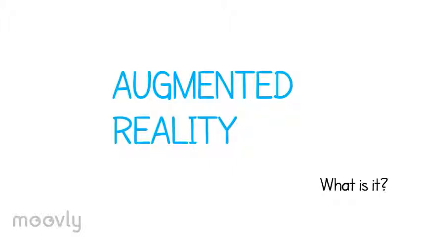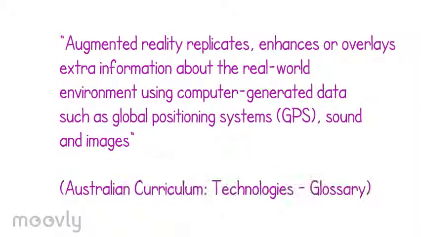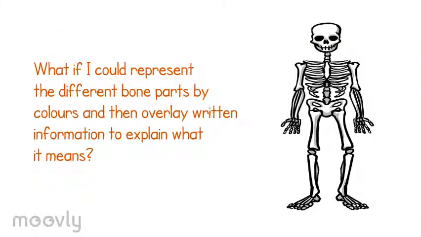The Australian curriculum tells us that augmented reality replicates, enhances, or overlays extra information about the real-world environment by using computer-generated data such as global positioning systems, sounds, and images. Let's break that down. It means superimposing or putting some sort of digital content, such as verbal information, on top of something in the real world. The real world being a picture or a landmark, for example. And when you do this, you create a different version of reality.